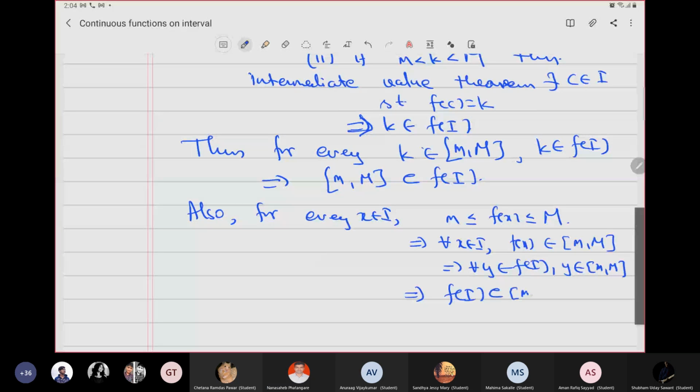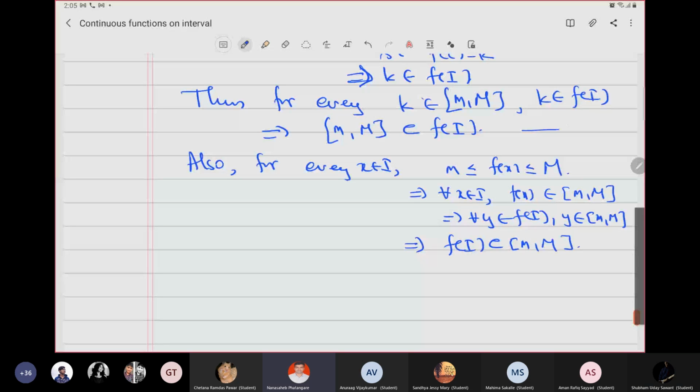Yes, sir. And therefore, what is the conclusion of this? Hence, the range is actually the interval infimum to supremum, and therefore the range is also a closed and bounded interval. Right. So our basic assumption was that the function is continuous and the domain is a closed and bounded interval.